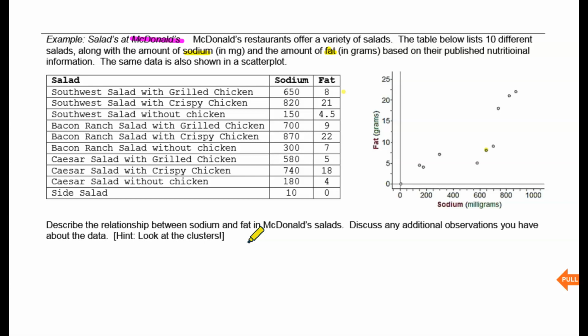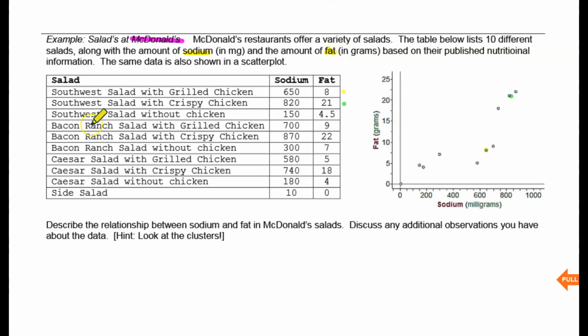Okay, hopefully you did as instructed, and I do want to show you a couple things that I noticed when I was looking at this graph. First of all, if I just consider the general shape of the graph, it's curved, right? It's clearly curved, but I want to dig a little deeper than that. I highlighted that one point for the Southwest salad with grilled chicken. Let's take a look at some other ones. Let's look at the Southwest salad with crispy chicken. That was in the 820 range with a fat content of 21 grams. It's probably this one right here.